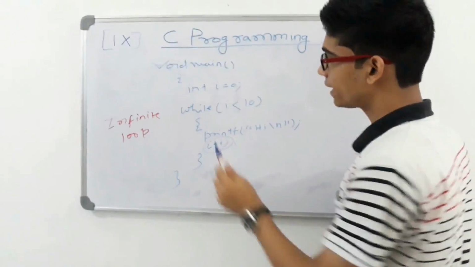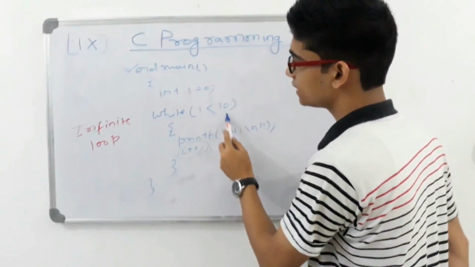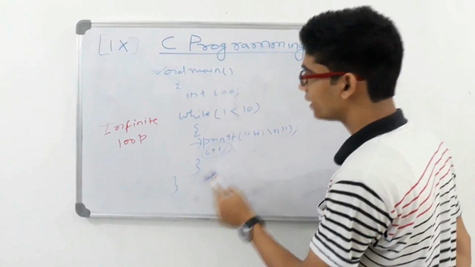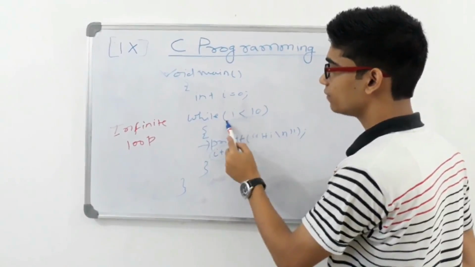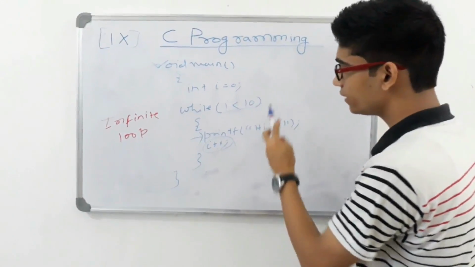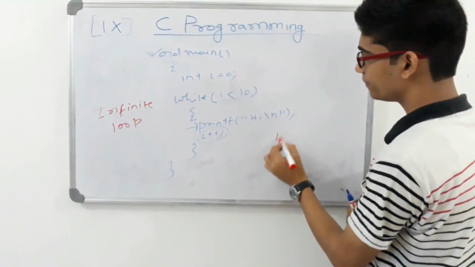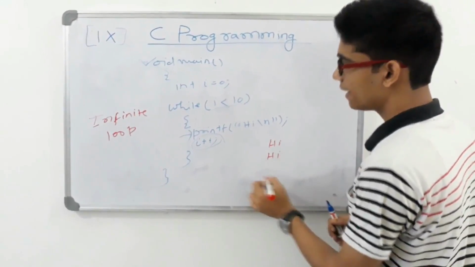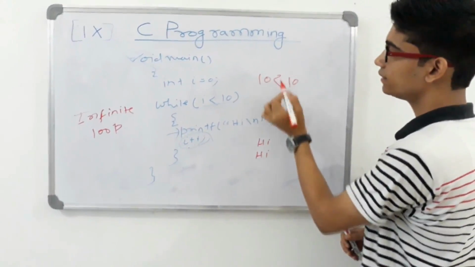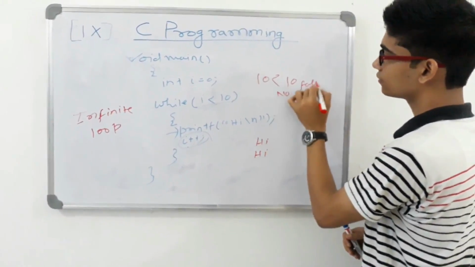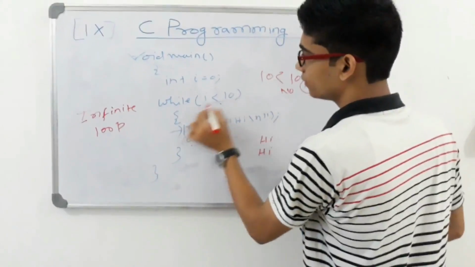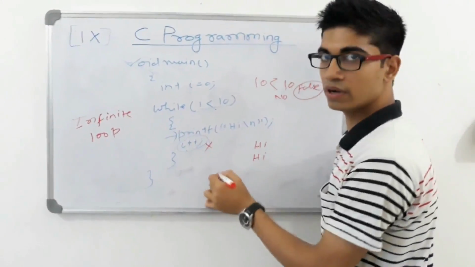Okay, so what happened? I is 0, so 0 is less than 10, the condition is true, this will be executed, and then I will become 1. Again the condition will be checked, so now I is 1, 1 is less than 10, it will be executed. Similarly, in the same way, hi will be printed 10 times, and when the value of I becomes 10, then this will be checked. 10 is less than 10, no, it is false, so it will return a value 0. And the statements in the while loop will not be executed.